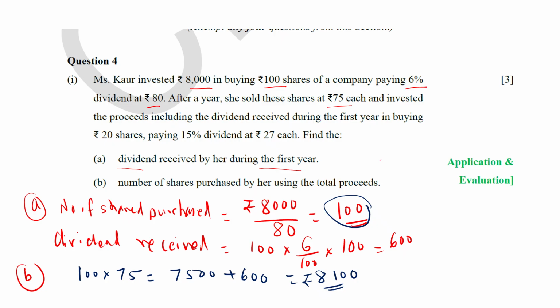Now how many shares she will receive? 8100 divided by 27. So how many new shares will she get? Sorry, the number of shares will be 300. So you have got the answer. The number of shares purchased by her using total proceeds will be 300. This is your answer.